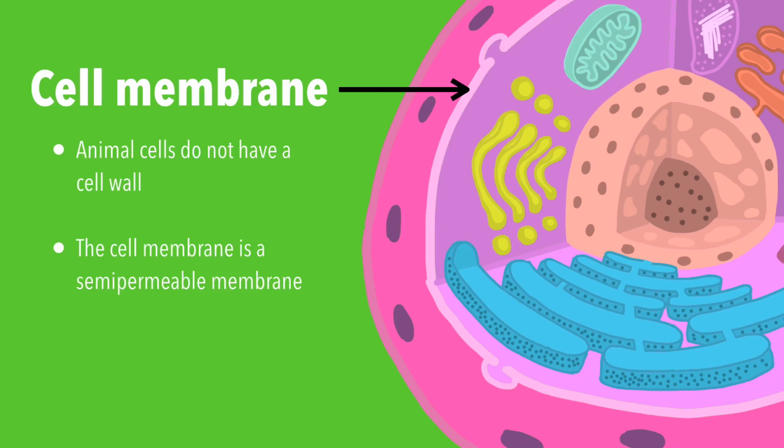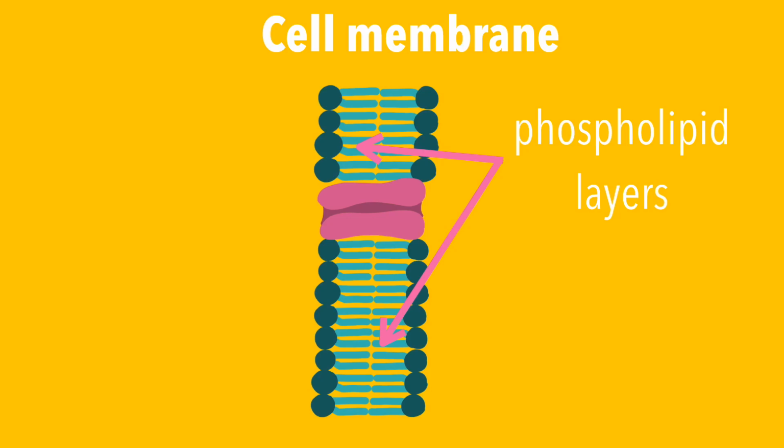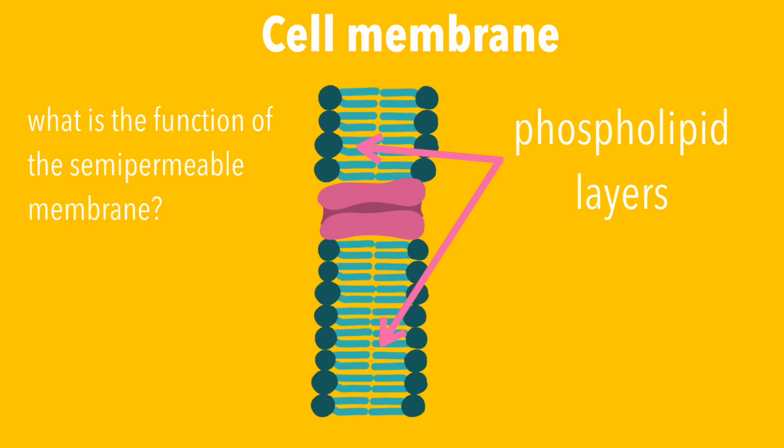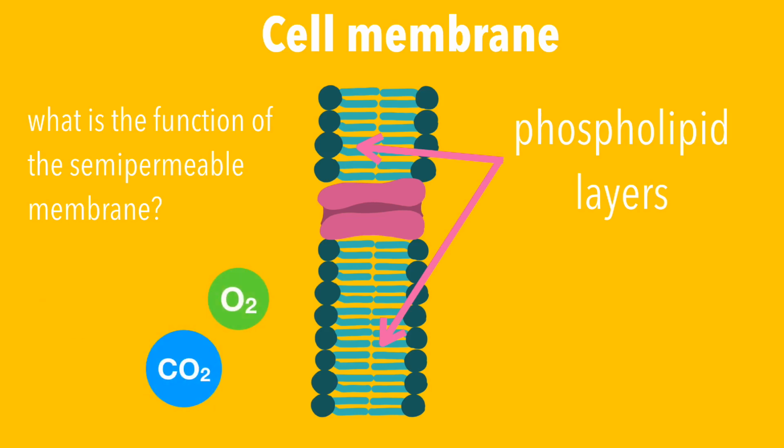Okay, the cell membrane is a semi-permeable membrane. It consists of two phospholipid layers. So, what is the function of the semi-permeable membrane? It selectively allows substances to go through the membrane. So, the cell membrane acts as a barrier. It allows substances such as oxygen, carbon dioxide. But some are not allowed, like large and charged molecules. Okay, let's imagine we are like oxygen molecules. Now, we can enter into the cell through the cell membrane.